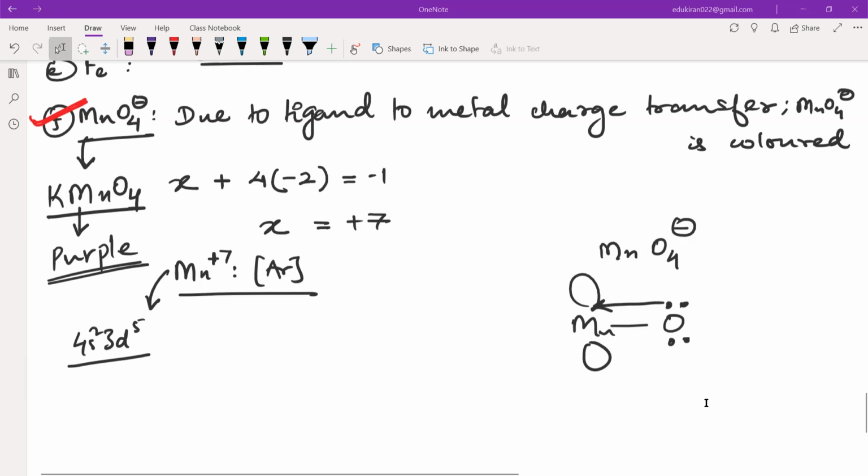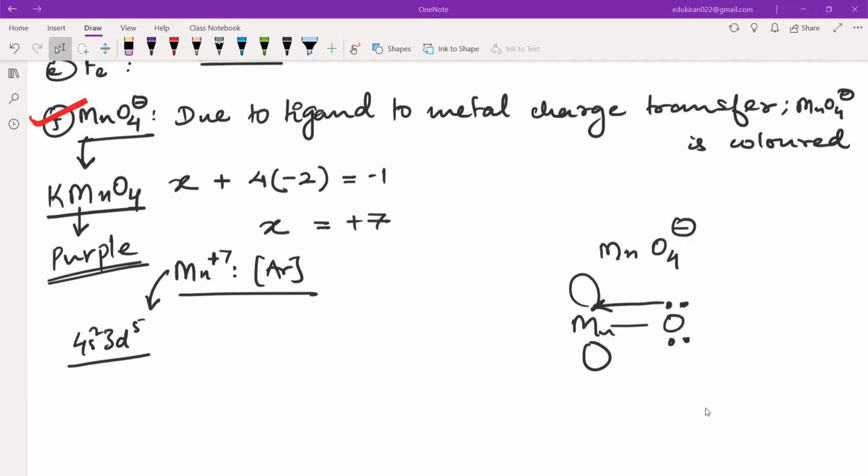Ligand means, in coordinate complexes and coordinate compounds, anything which is binding to a metal. Something which is bonded to a metal, a d block metal, in a complex compound.